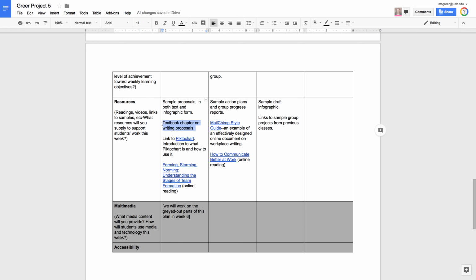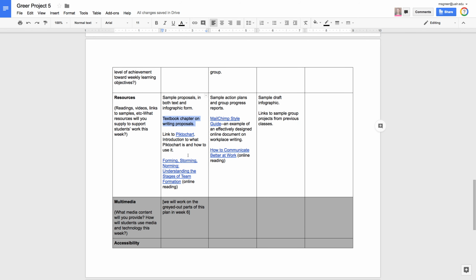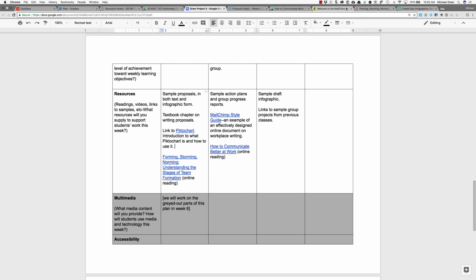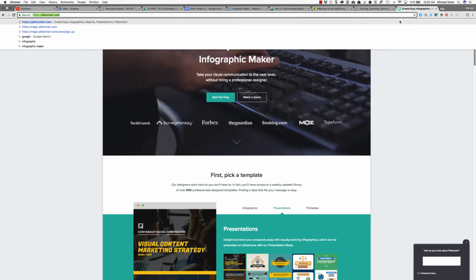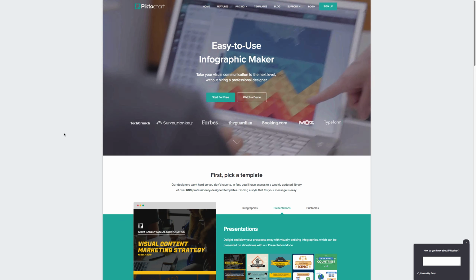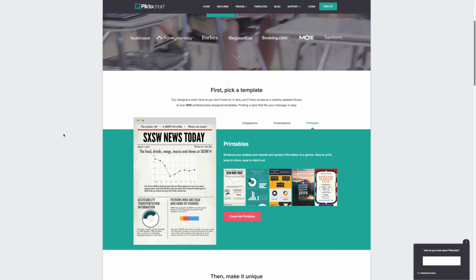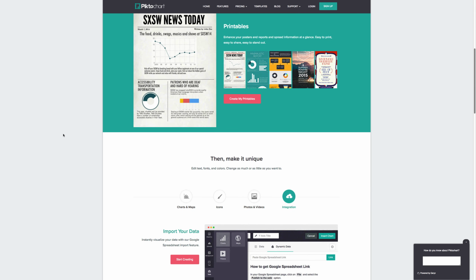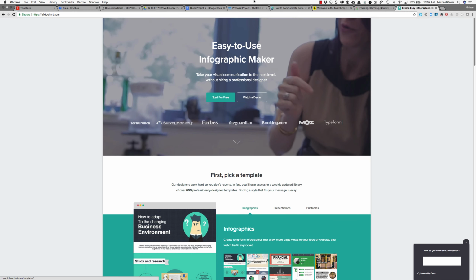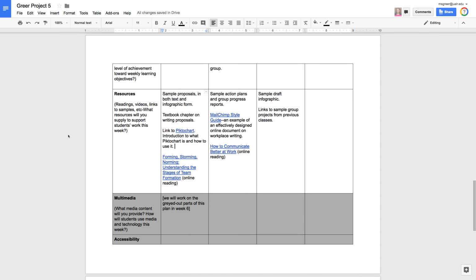We were using a textbook, so there was a chapter on writing proposals that I provided. Then a link to PictoChart, which is this tool that we were using. It's really cool. You might want to use it. Here's what it looks like. It's just pictochart.com, an easy-to-use infographic maker. And so I linked to that and said, take a look at this and get an idea of what infographics are and what tools we can use to make one in PictoChart.